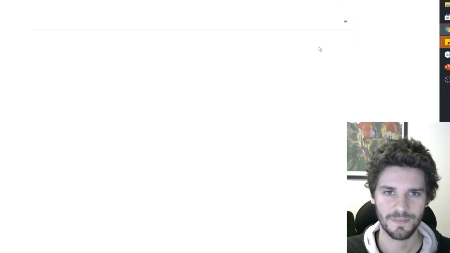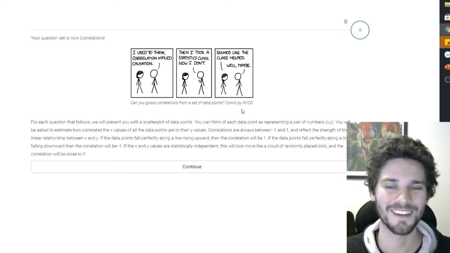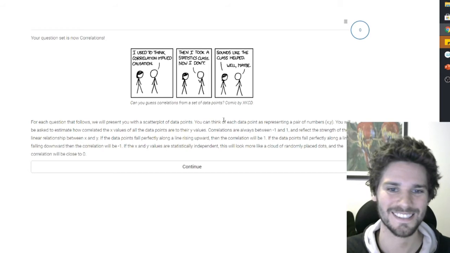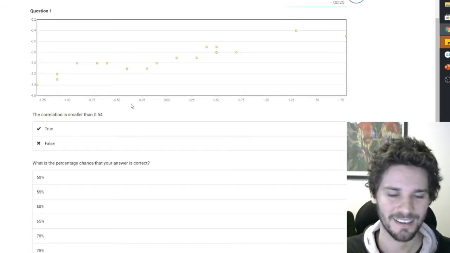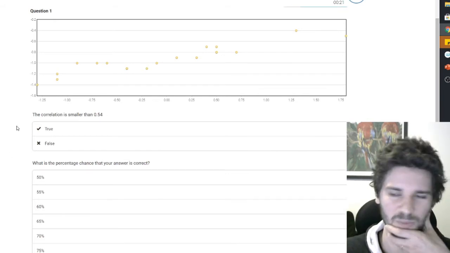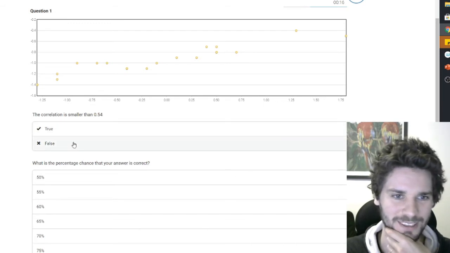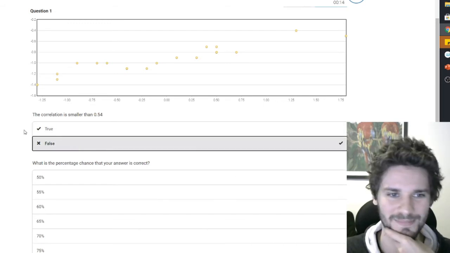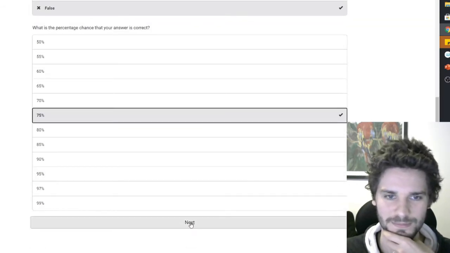So, correlations. I don't think I've actually played this since I reset. This is really fun. Essentially what you do is you look at a scatter graph and you have to guess the correlation. So this is quite good. Okay. We have to say whether it's true or false, and then we have to say what chance correct. Is this correlation smaller than 0.54? Doesn't look like it. So I'm going to go with no, it's not. And I'm relatively confident. I'm going to go like 75% confident.